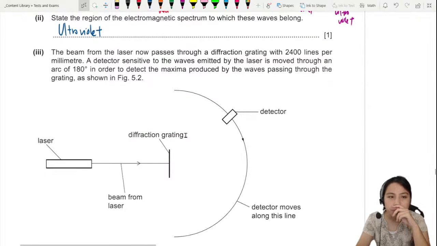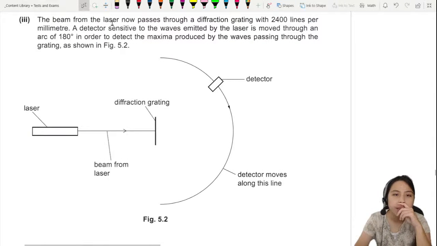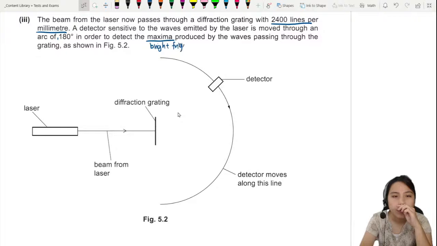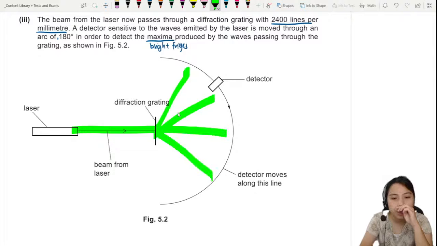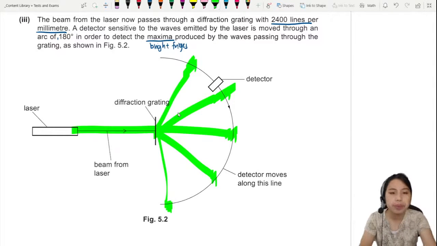Okay, next. So they change topic again. Not change topic, we do something else with this laser. The beam from the laser now passes through a diffraction grating, 2,400 lines per millimeter. We have a detector that will go in an arc to detect the maxima. These are called the bright fringes produced by the waves. So at these spots, you will see a very bright laser light. At other spots, it doesn't exist. Okay, so this is an example.